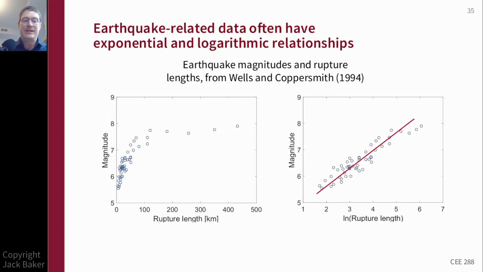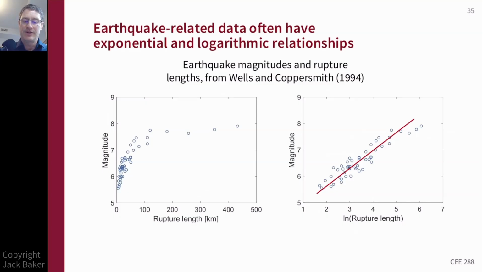So let's go back to some data to try to connect this to the earlier content. When we have data like in this scaling relationship, let's take a look at that. The circles on these plots are the data from that Wells and Coppersmith model that was discussed in the previous video. Here on the left side, each circle is an earthquake. The x-axis shows the rupture length of the earthquake, and the y-axis shows the magnitude of the earthquake. And we've got this kind of funny relationship where the magnitude is increasing quickly with rupture length on the left, and then it kind of flattens out on the right part of the plot.